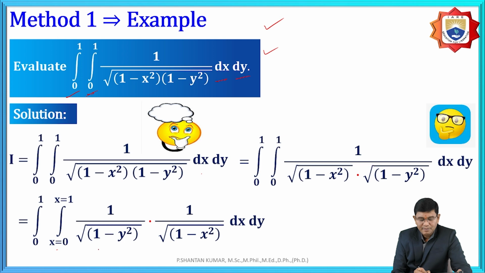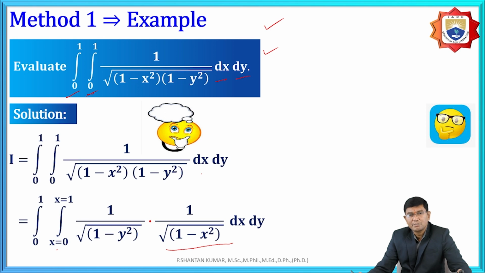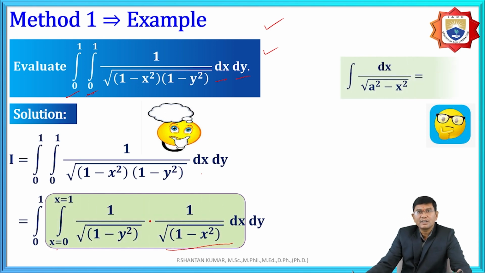We need to consider splitting this into two parts: 1 by under root of 1 minus y square, and 1 by root of 1 minus x square, into dx dy. While we do that, first with respect to dx, the integration of 1 by root of 1 minus x square, as we know, is sine inverse x. Therefore, integration 0 to 1, 1 by root of 1 minus y square is a constant, and the rest is sine inverse x by a.